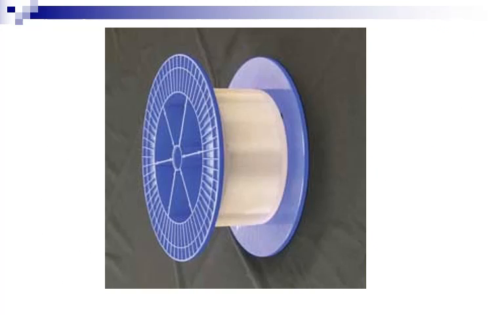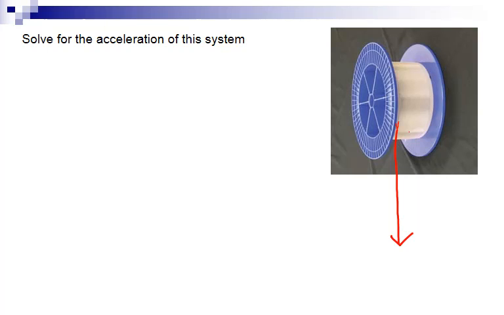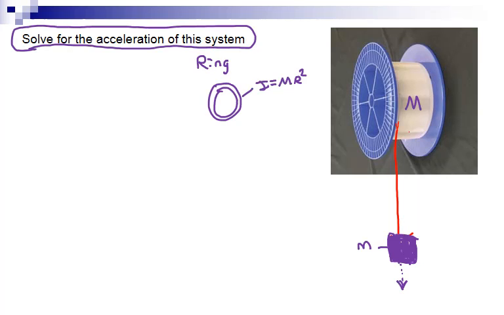So now we have a fiber optic spool, and this spool is going to be pulled down by a mass, and here's the mass. Let's call that lowercase m, and then we have the capital M mass for the whole spool, which approximates a ring. So in this case we have a ring that is spun, and that mass is pulling down and going to spin the ring. You can see how it's hollow inside here, and that's why we're approximating a ring. So what I want you to do is go ahead and solve for the acceleration of the system.